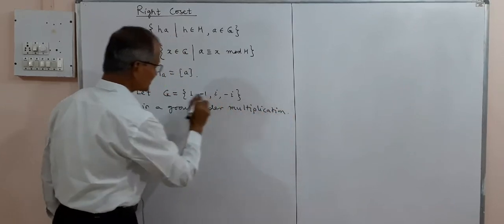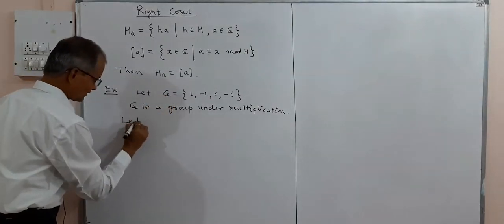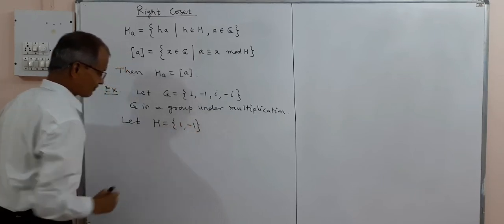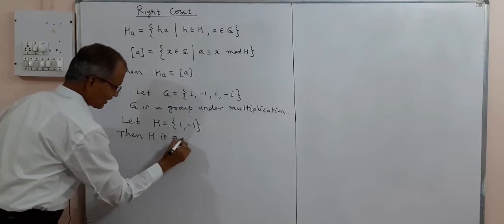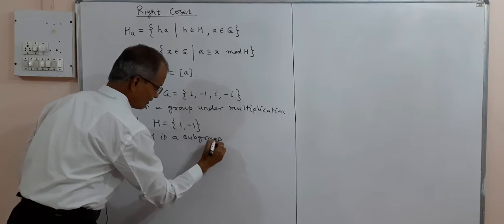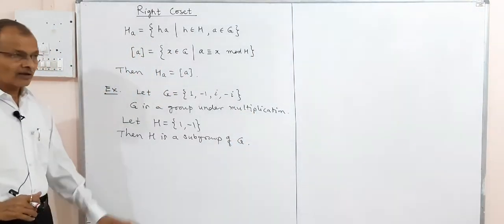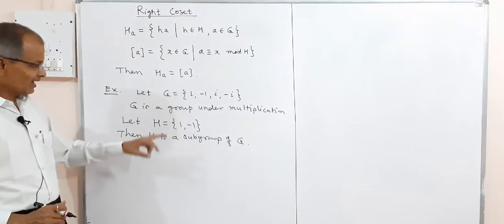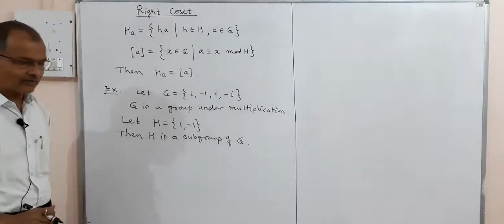Now we will consider a subgroup of this group G. Let that be H equal to {1, minus 1}. Then H is a subgroup of G under the same multiplication. It can be seen easily. This is a subgroup. It satisfies the criteria of subgroup, closure property, and existence of inverse.